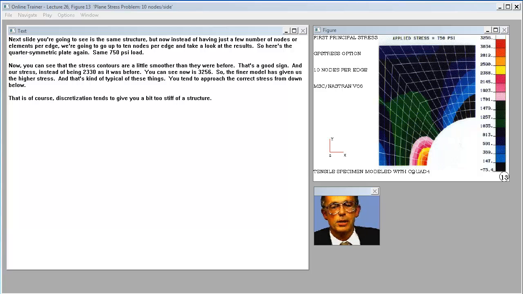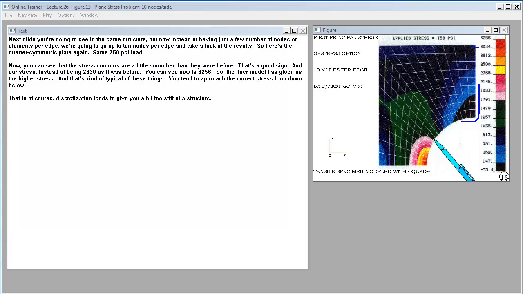The next slide you're going to see is the same structure, but now instead of having just a few nodes or elements per edge, we're going to go up to 10 nodes per edge and take a look at the results. So here's the quarter symmetric plate again, same 750 psi load. Now you can see that the stress contours are a little smoother than they were before. That's a good sign. And our stress, instead of being 2330 as it was before, is now 3256. So the finer model has given us the higher stress.